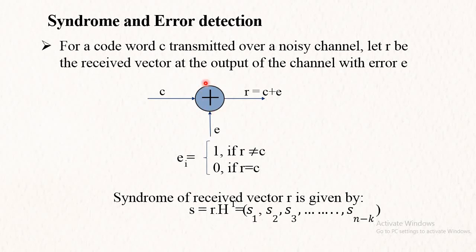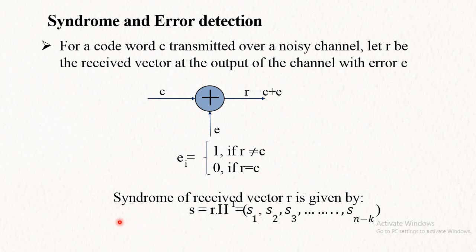So this is the adder. Your C is a code word which we are transferring, and E is the error which gets contaminated with the code word. So at the receiver, whatever value we are getting is nothing but the addition of a code word with the error word. So Ei is equal to 1 if your received code word R is not equal to C, meaning your received code word is not equal to the actual code word which we have transferred. And if Ei is equal to 0, it means your received code word is the same as the actual transferred code word.